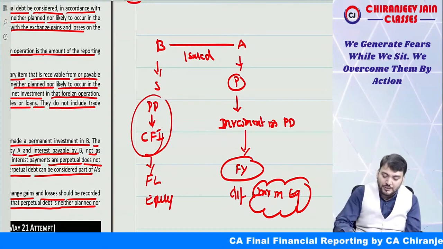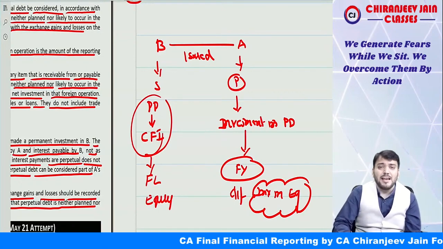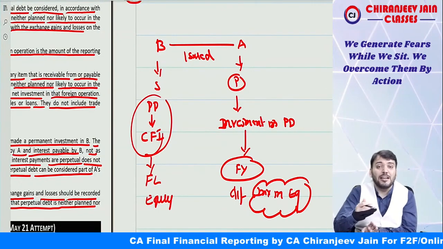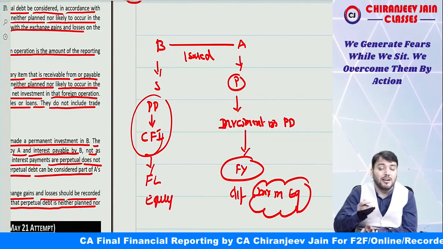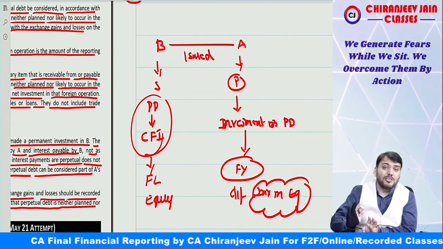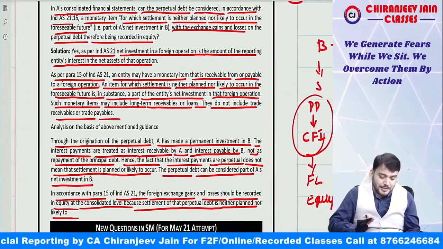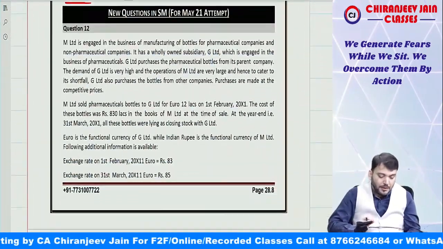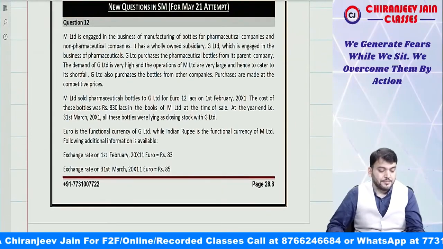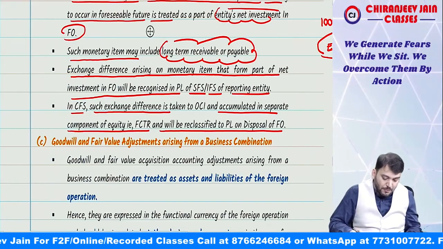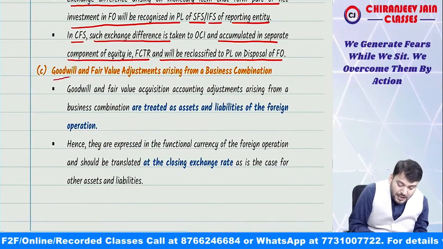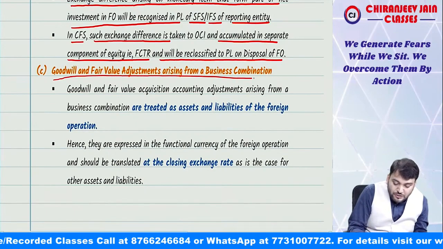So this investment in equity instrument is perpetual. Are we able to understand what I am saying? Correct. So whatever exchange difference of this which may be transferred to PL will remain in equity in CFS. I hope you have understood. Correct. Yes, sir. Have you understood this point? Yes, sir. Correct. This also you have understood. Then goodwill and fair value adjustment arising from a business combination.